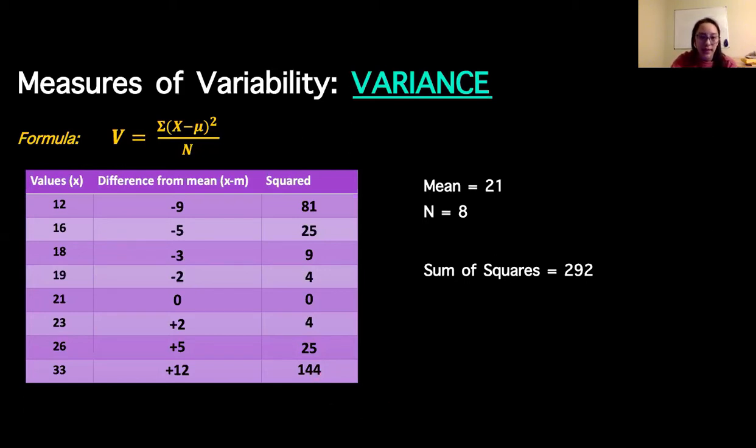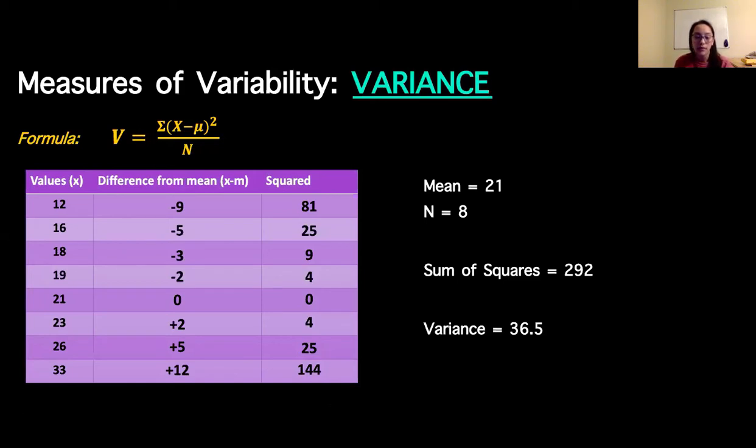So after we get the sum of squares, that 292 value is the numerator. Then we have to divide it by the sample size, and then we get 36.5, okay? So I don't know what units we're working with. Let's say we have inches, and someone did a jump or something. And we want to know what variance means in terms of the units of measurement.